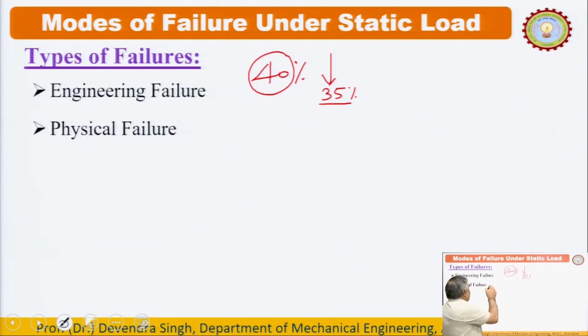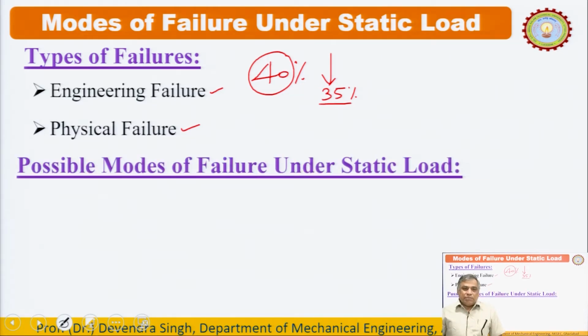And physical failure is, suppose there is a bursting of the tubes, or a machine which gets damaged, or a shaft broken into pieces. This is physical failure. So, a designer designs the components to avoid this. He recommends the conditions, maintenance, etcetera, to avoid engineering failure. So, as far as the static load is concerned, what modes of failure may be possible? In these two cases, primarily three types of failure come before us.